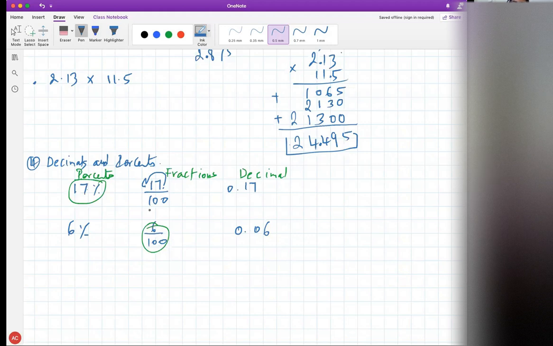You've got to move the decimal twice. Again, speaking of moving the decimal, the decimal is invisible here. You want to move it twice to the left to go here. So you add a 0, and you move this here, so you get 0.06.